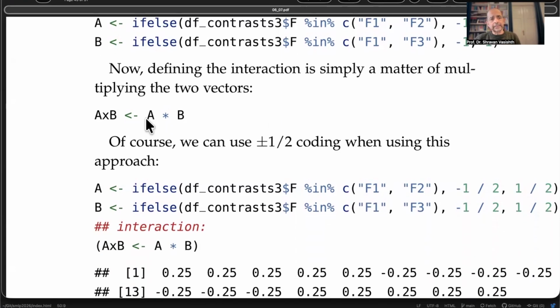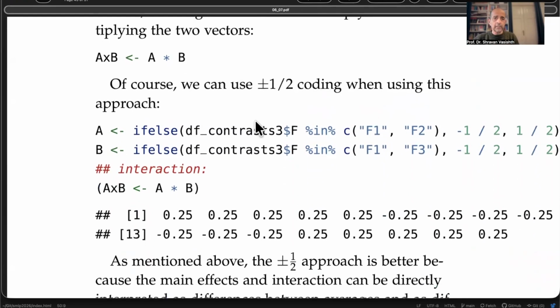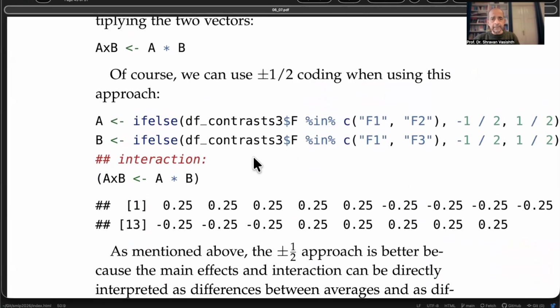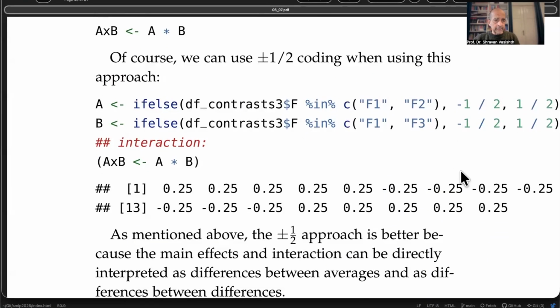And then for the interaction, I would just multiply those two vectors. And so I would have three columns ready to go to plug into the linear model or linear mixed model, right? So I would use, of course, +½ -½ and that's what I've done here. And then again, I would multiply the A and B vectors to get the interaction. And notice, of course, that the coding will be 1/4 minus 1/4. Okay, so half times half becomes 1/4, right?